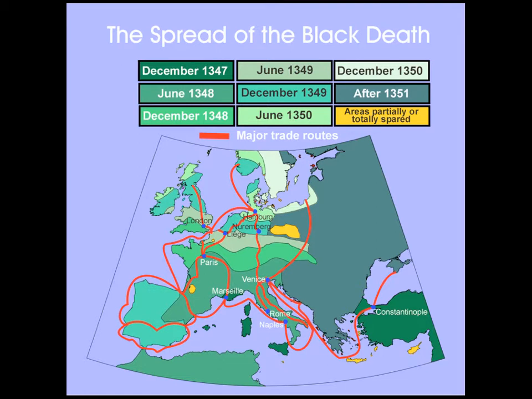And this map shows how the disease spread. The red line represents the trade routes that the traders who were bringing silk and spices from China used. You can see how they moved all throughout the Mediterranean, out into the Atlantic Ocean, up along the coast of Europe. And so as they were traveling, not aware that they were sick sometimes, they were taking the disease with them.